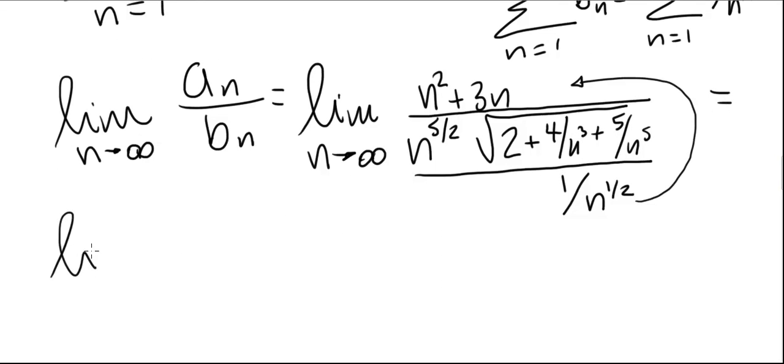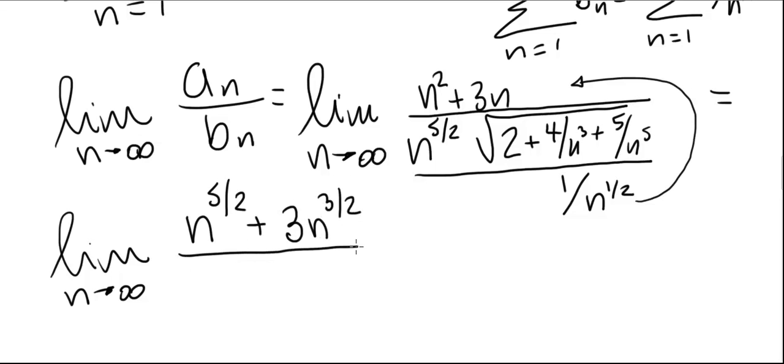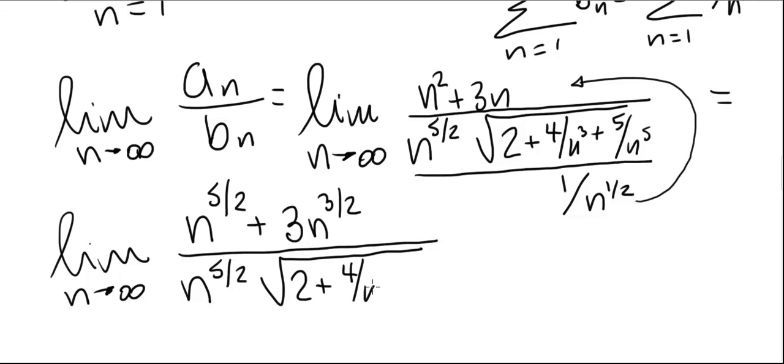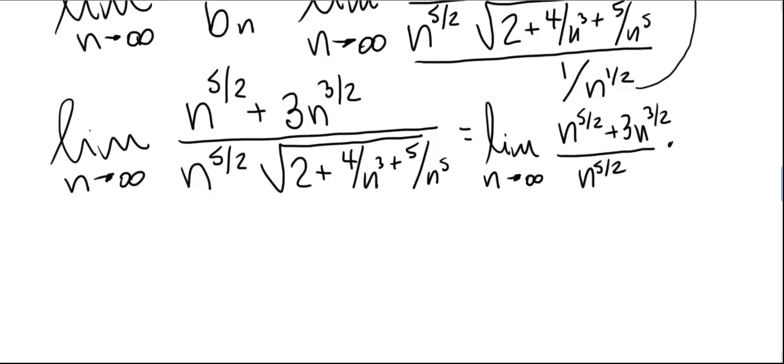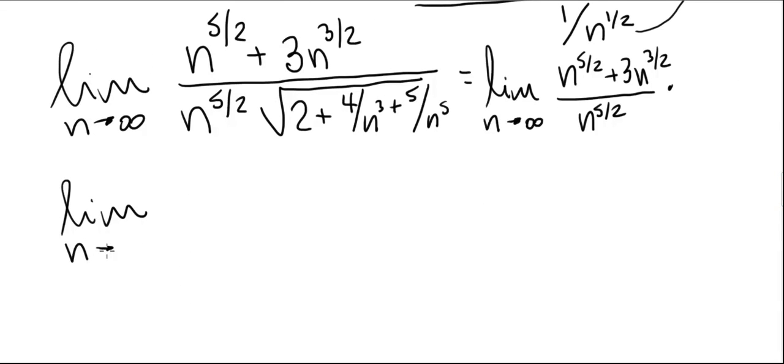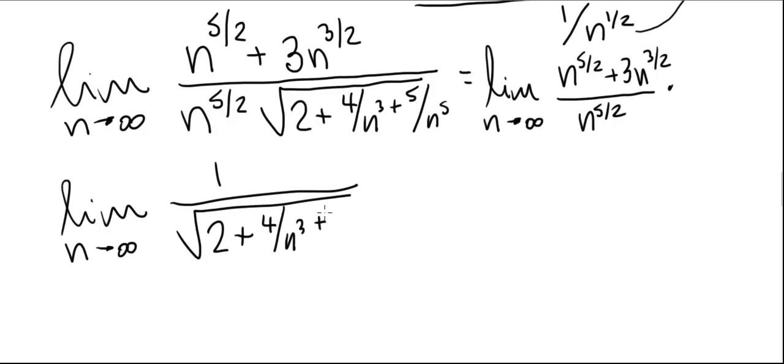This is equal to the limit as n goes to infinity of n squared times n to the 1/2, which is n to the 5/2, that's what we want, plus 3 times n to the 3/2, and this is divided by n to the 5/2 times the square root of 2 plus 4 over n cubed plus 5 over n to the 5th. And let's rewrite this as two limits just to make things a little bit easier. This is the limit as n goes to infinity of n to the 5/2 plus 3 times n to the 3/2 divided by n to the 5/2, times the second limit, which is the limit as n approaches infinity of 1 over the square root of 2 plus 4 over n cubed plus 5 over n to the 5th.